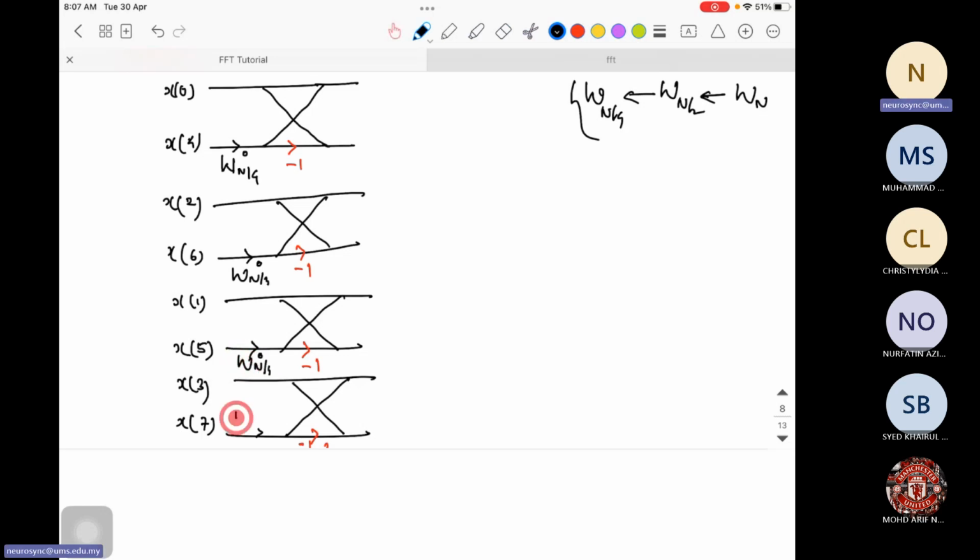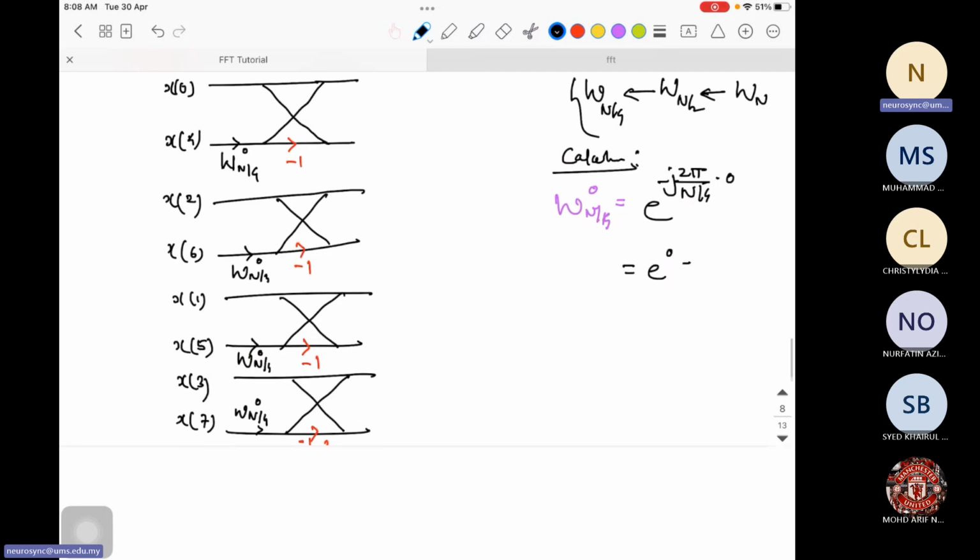Can you give me the value for this? W_N by 4 to the power 0. Calculate it. How much is it? e to the power minus j 2 pi n by 4 into 0. Everything is multiplied by 0, and e to the power 0 is 1. So this is equal to 1. The value of this is equal to 1.